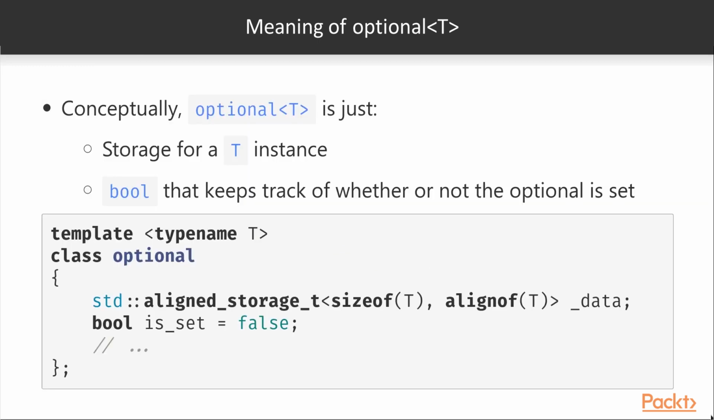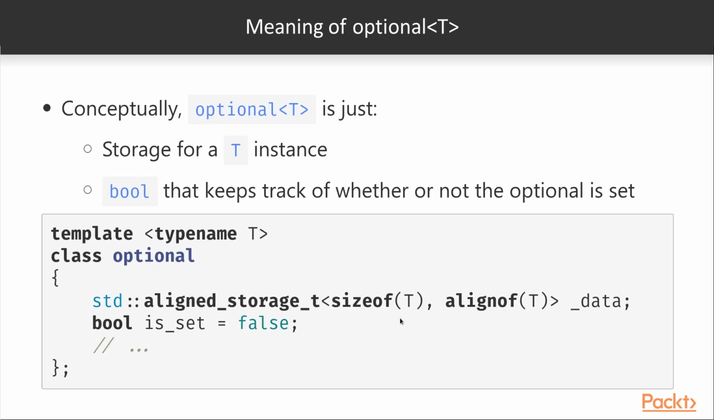Let's now take a look at the memory layout of optional T. Conceptually, optional T is just some storage for a T instance and a boolean that keeps track of whether or not the optional is set. If you imagine a very, very naive implementation, you would have something like a template class called optional that contains an std::aligned_storage with the size of T and alignment of T, and a boolean that is defaulted to false. If you've never seen aligned_storage before, it's a C++14 introduction in the case of the _t type alias, which allows you to create uninitialized memory storage in place on the stack with a particular size and alignment.